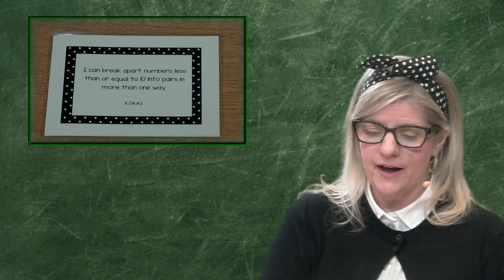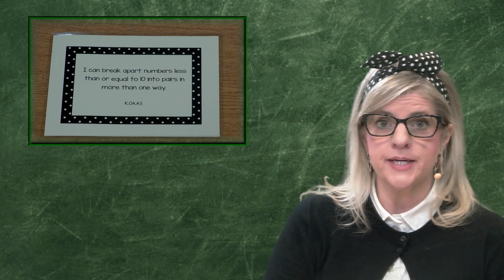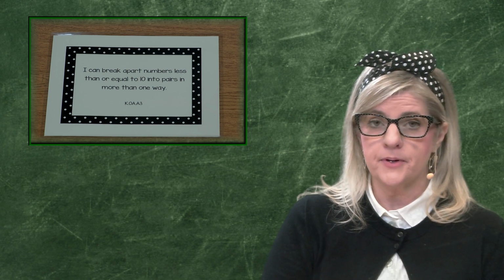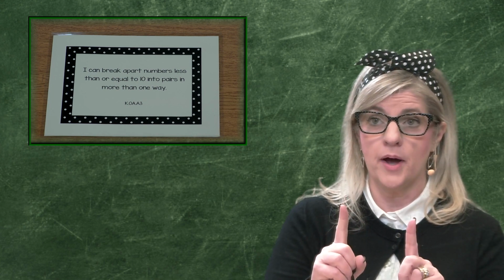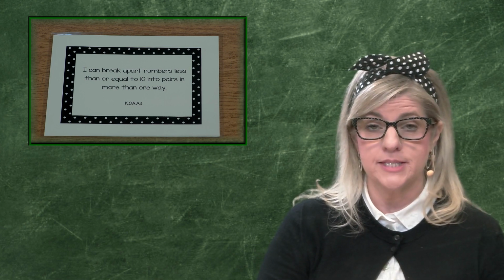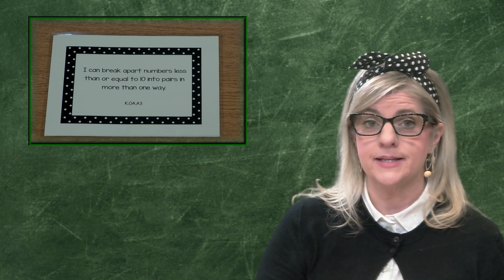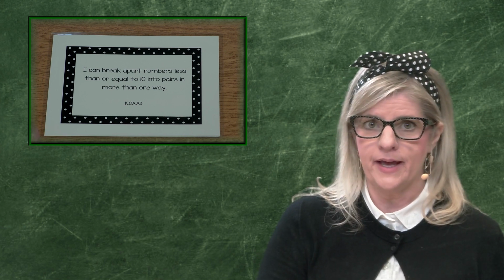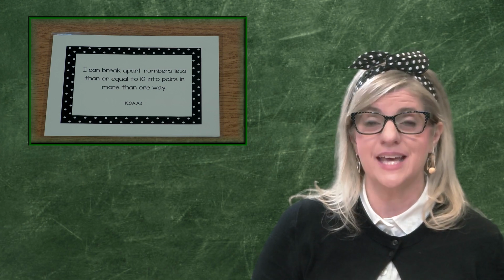It says, I can break apart numbers less than or equal to 10 into pairs in more than one way. Now remember, we've talked about this before, that equal can mean 1 plus 1 equals 2, or it can mean the same. So today, when we're talking about equal, we're using that word as something that means the same. So in this case, if I have 4 cookies in one hand and 4 cookies in my other hand, they're the equal amounts or the same.